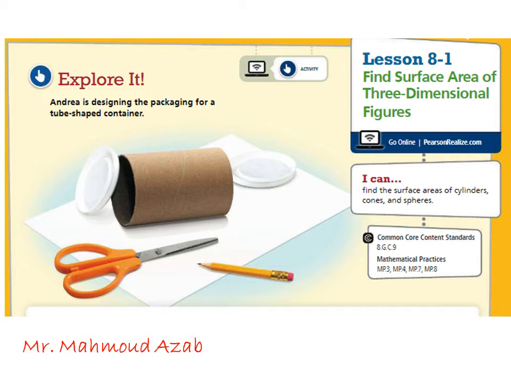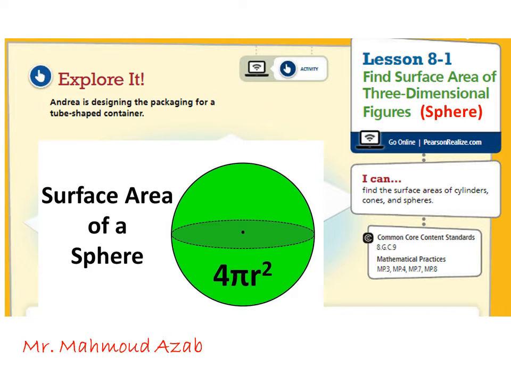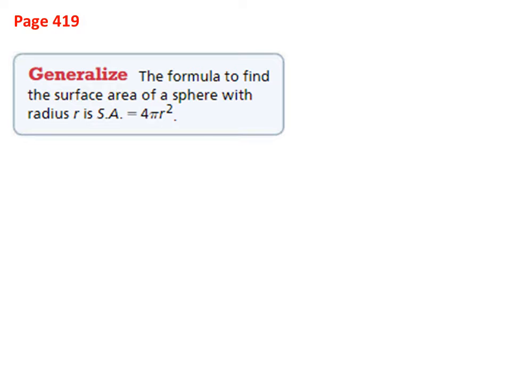The second part of our lesson today, how to find the surface area of a sphere. The surface area of a sphere equals 4 times the circle area. So we'll use this formula today. Surface area of a sphere equals 4 pi r squared. Now use your book and go to page 419.